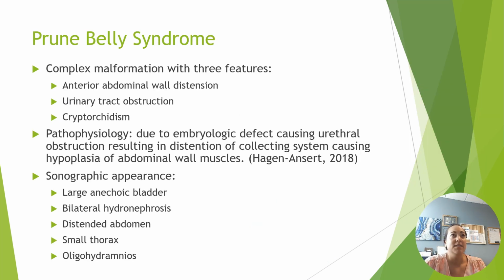Prune belly syndrome is a complex malformation with 3 features. We will see an anterior abdominal wall, so the front of the abdomen, that is distended. Some type of urinary tract obstruction that is causing that distension, and then cryptorchidism.